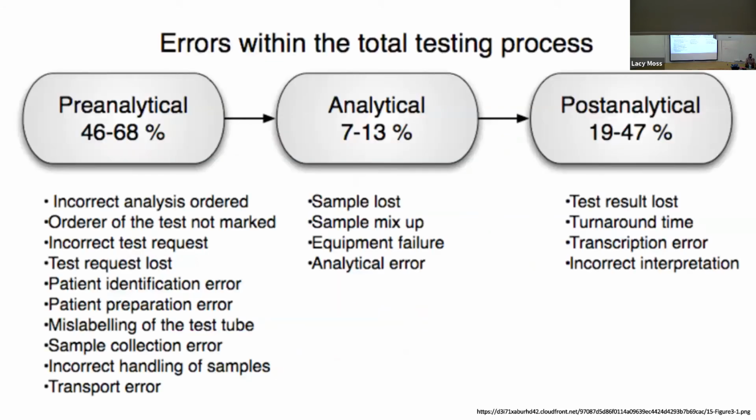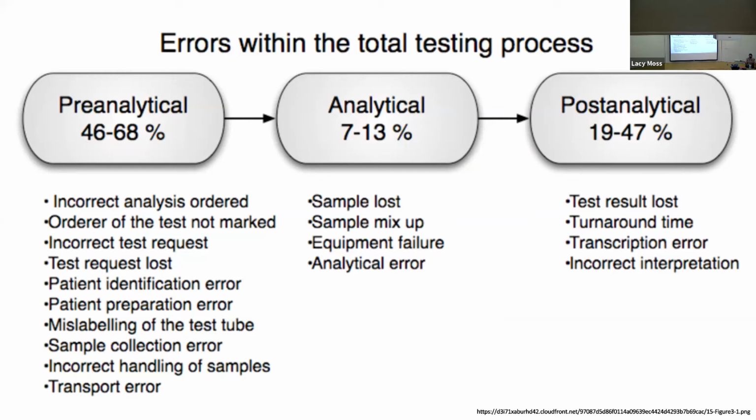So errors within the total testing process, the bulk of them happen in the pre-analytical phase. That stresses me out because usually I don't have control over the pre-analytical phase. So you're trusting it to someone else. This is like when the incorrect test is ordered, heaven forbid a patient identification mistake, where you collect a sample on the wrong patient. That's horrifying if you work in blood bank. The test request was lost, you lost the sample.